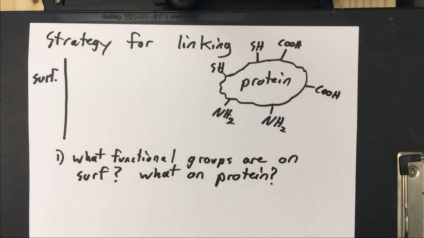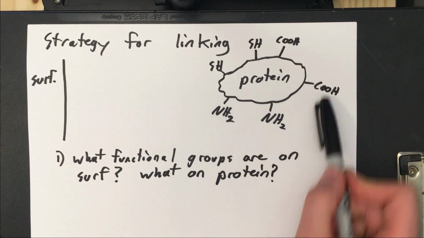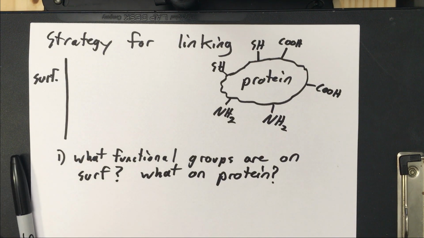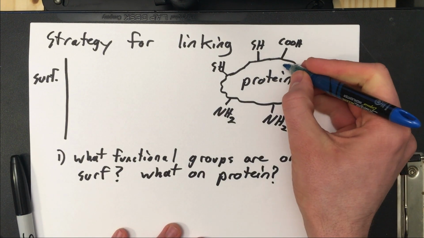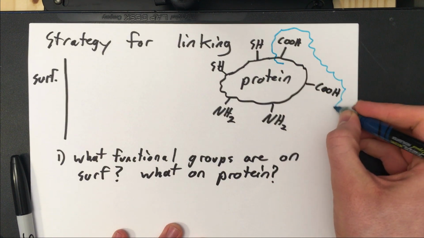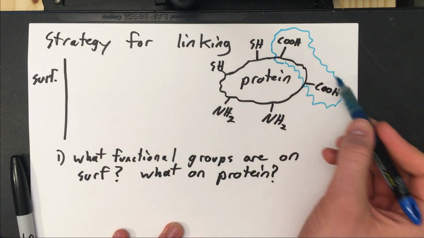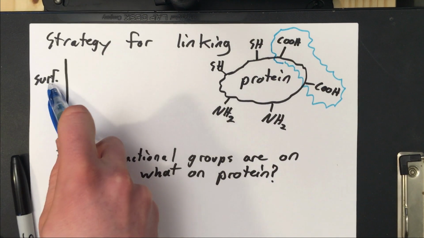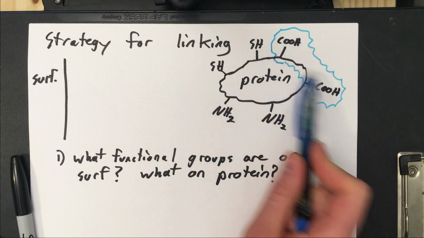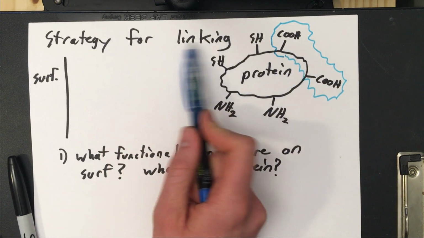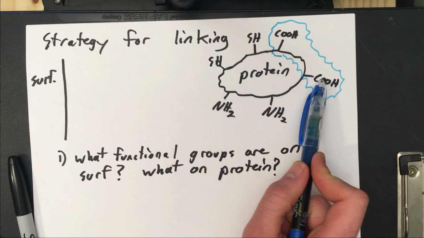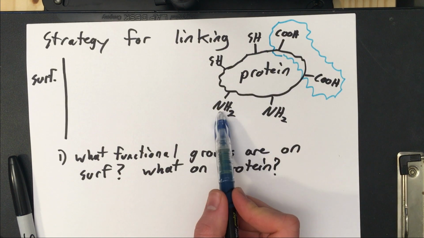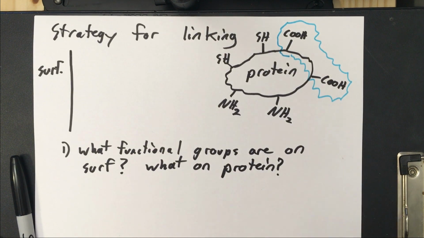And different proteins might have different active groups in their active site, right? So let's just pretend that the active site on this protein is this part of it that has these COOHs on it. If we're thinking about how we want to attach this protein to the surface, we don't want to use some kind of linker that is going to react with COOH groups. We perhaps would use some kind of linker that reacts with these SH groups or these NH2 groups.